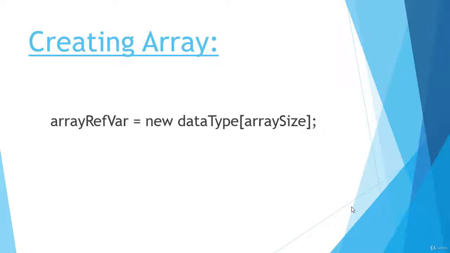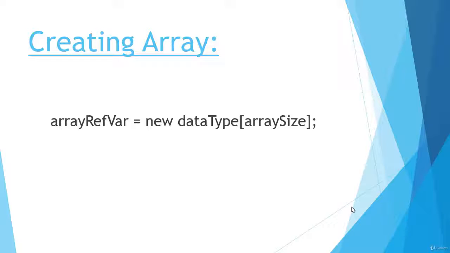So creating an array. How can we create an array? First of all, we type the array reference variable that we created in the previous slide. Array reference variable equals to, we always create an array with the help of the new keyword. In Java, an array is always created with the new keyword. It means that the array is created dynamically.